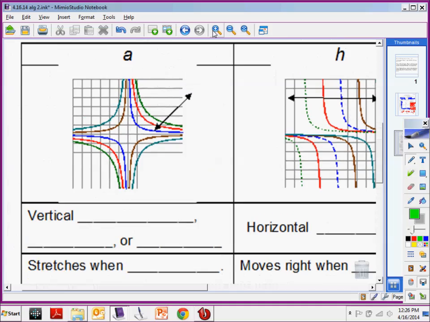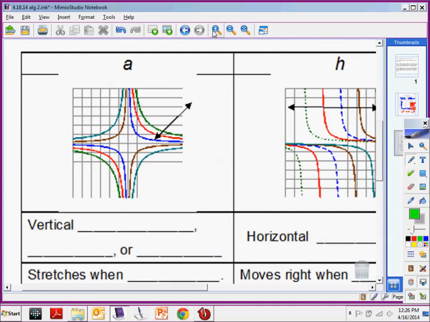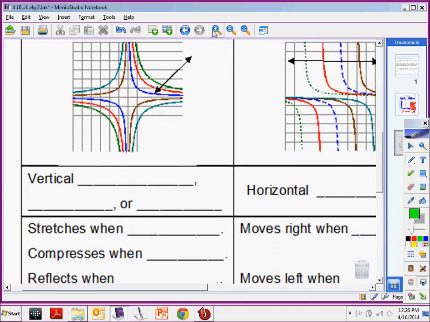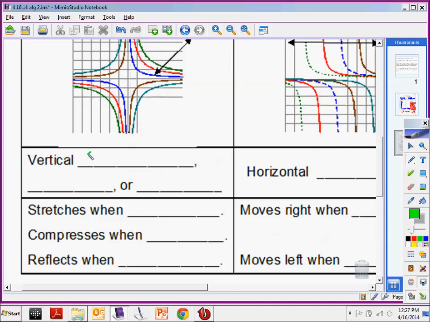So let's recap. What did you say a is going to cause me to do? Stretch, compress, or reflect. All right. I'm going to write compression here because it's a longer word. Compress. That is compressed.